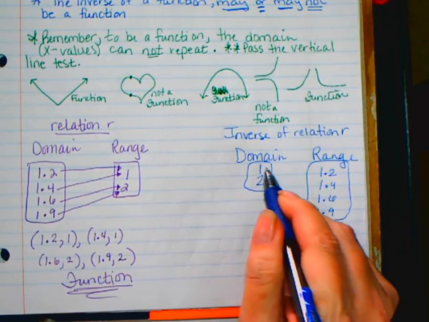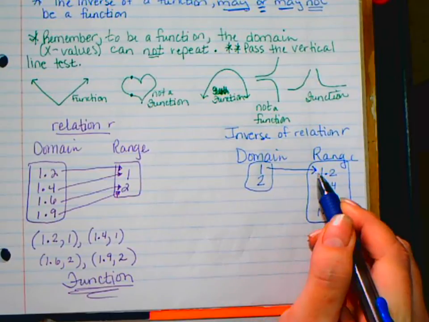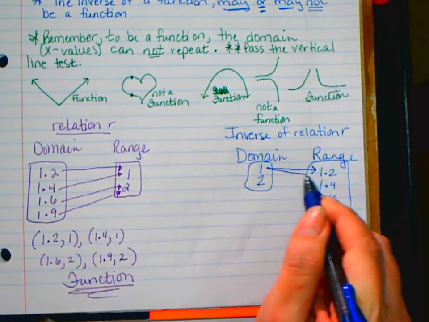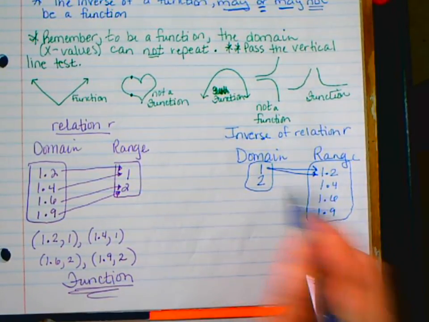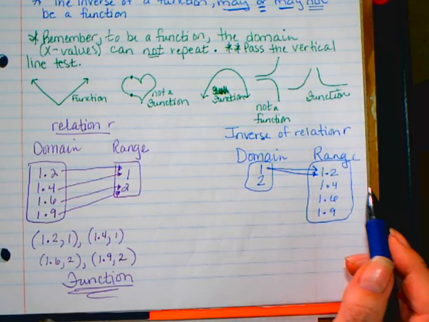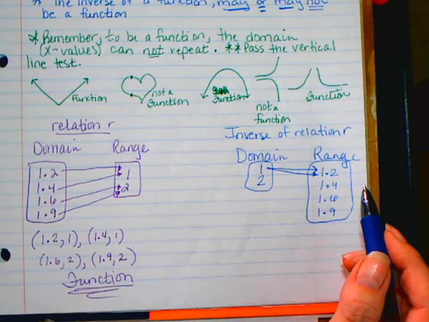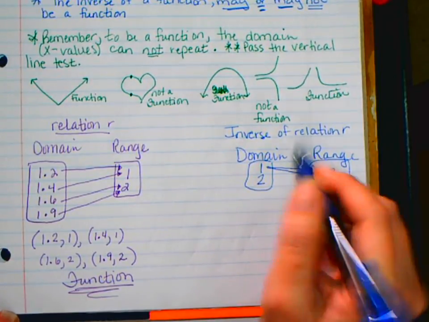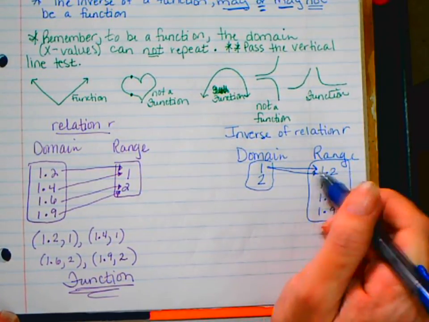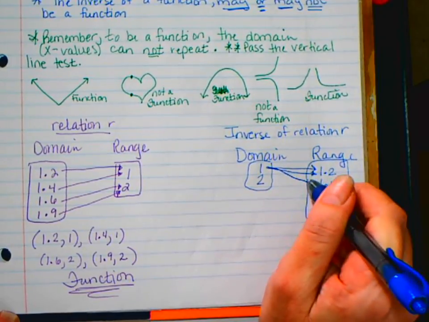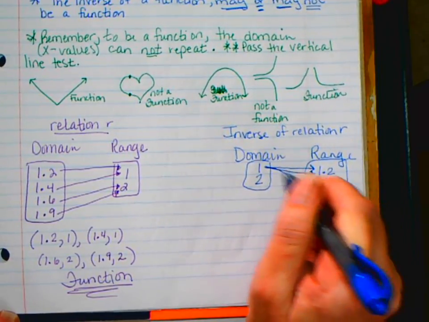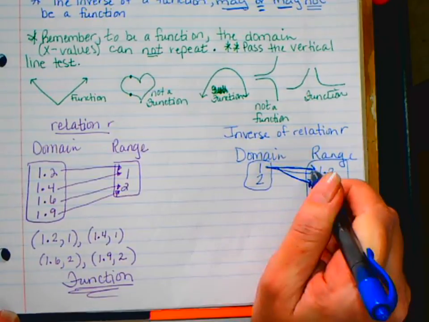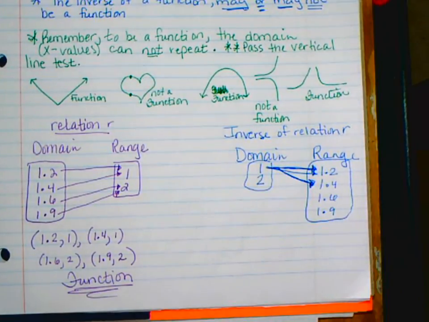Is it still a function? I made a mistake. Oh, where's my whiteout? This one was meant to go to 1.2 and 1.4. I drew them both to the same thing. Does it still count as a function? We're gonna see. You tell me.